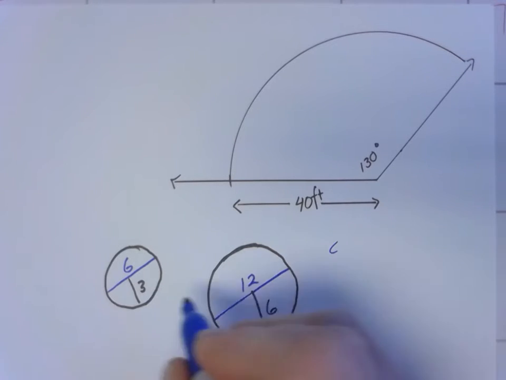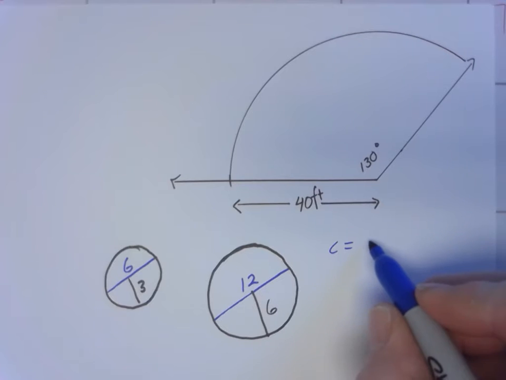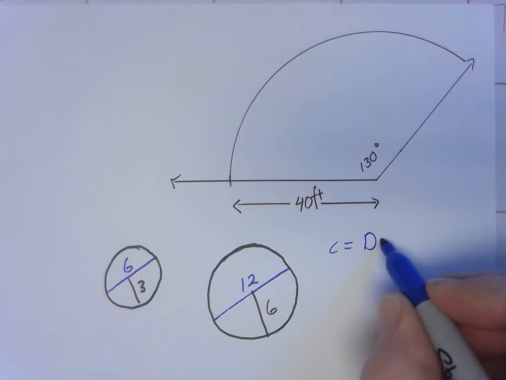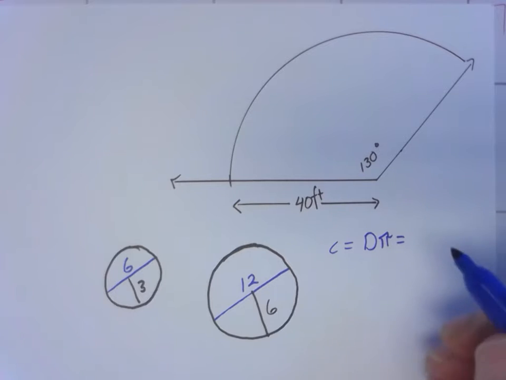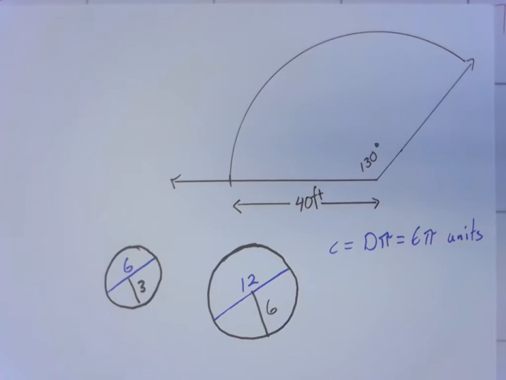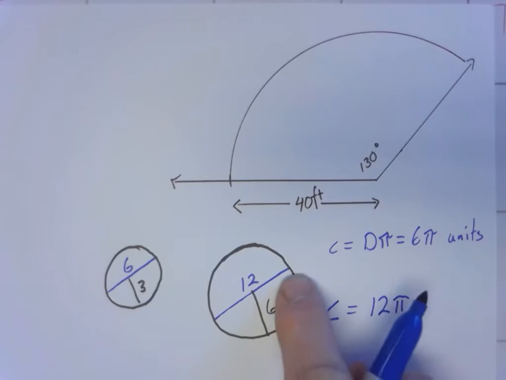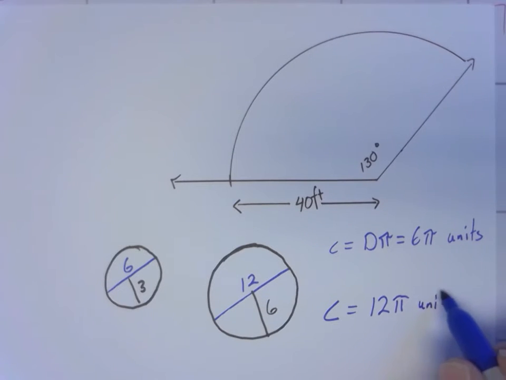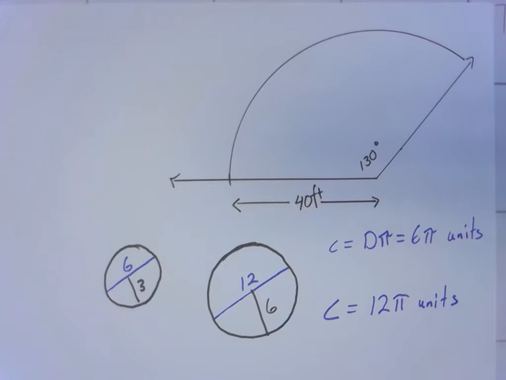So we've got our small circle over here. Circumference is diameter times pi, and so all we have to do is take its diameter times pi, and that would be the number of units that we have for the circumference. And then when we look at our big circle, I'll just do capital C here. Again, diameter times pi is 12 times pi. So 12 times pi units here. And you can see when the radius doubles, the circumference is going to double on these two circles.